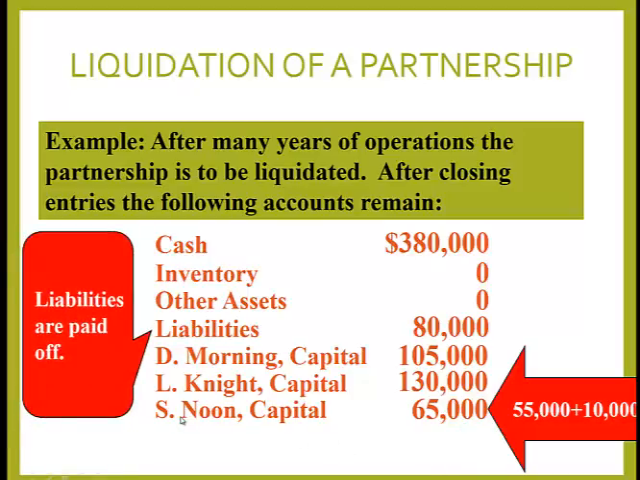The next step in the liquidation process is to pay off the liabilities. This partnership owes $80,000 in liabilities, so we're simply going to pay that off. That's a pretty simple journal entry. We're going to debit our liabilities account. It might be accounts payable, it might be several different liabilities, but anyway, they're debited to bring them to a zero balance. And then we're going to credit cash because we have to pay off those liabilities.